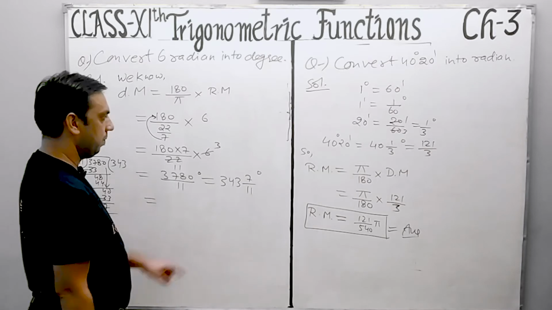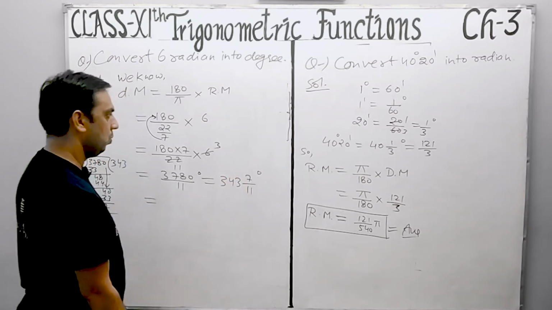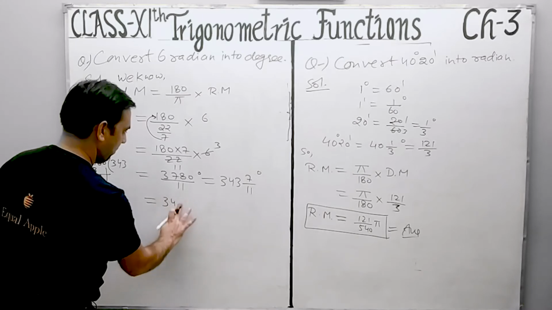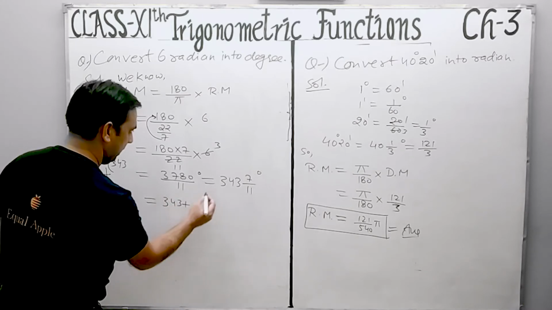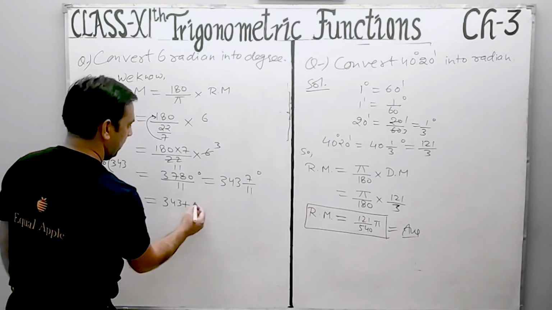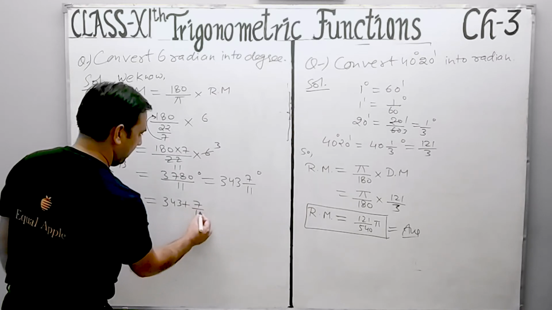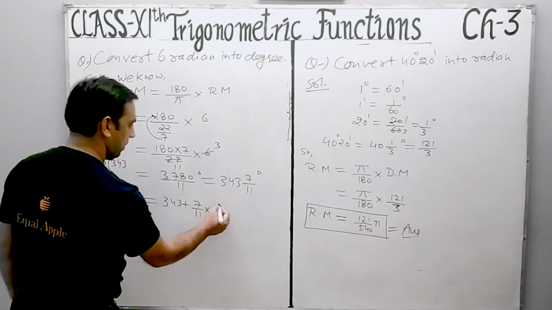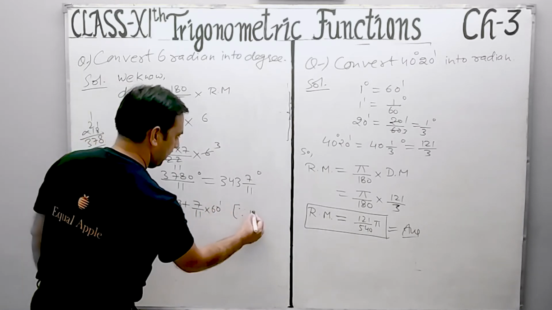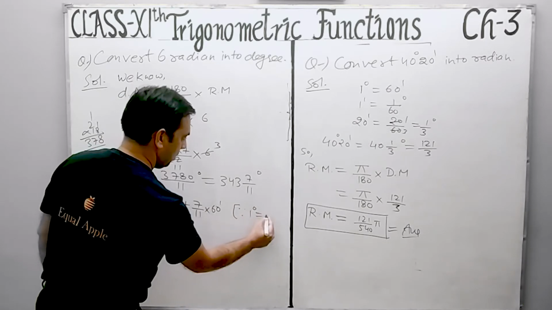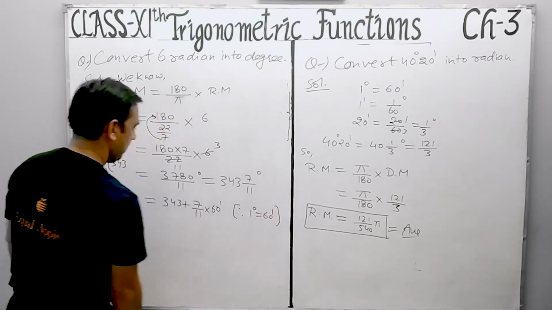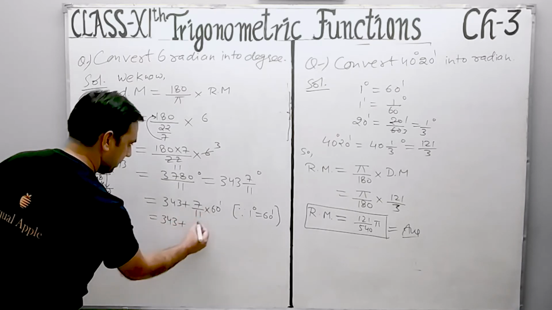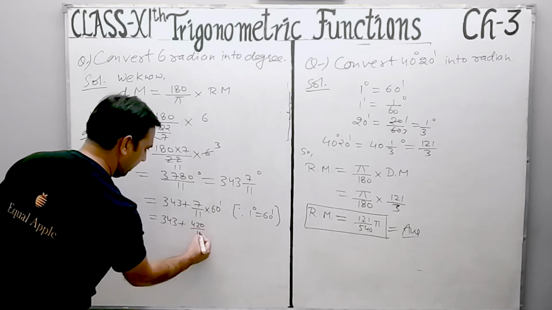Here we will convert this fraction into minutes. Since we are aware that 1 degree equals 60 minutes, 7 by 11 degree will be 7 by 11 into 60 minutes, since 1 degree equals 60 minutes, right? So here you can write this as 7 sixes are 420 upon 11.